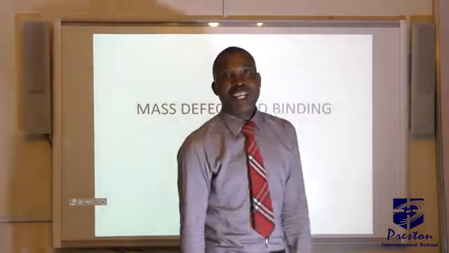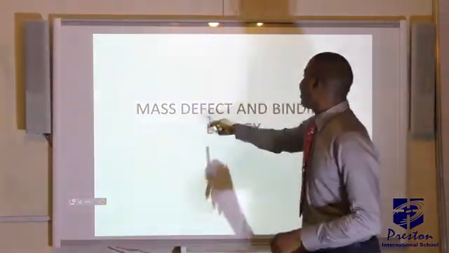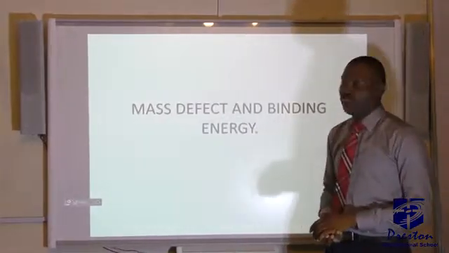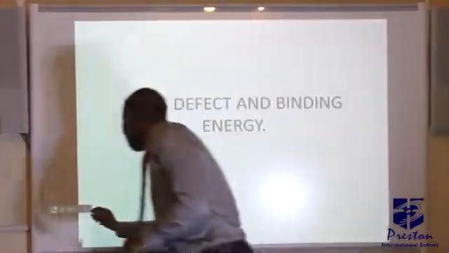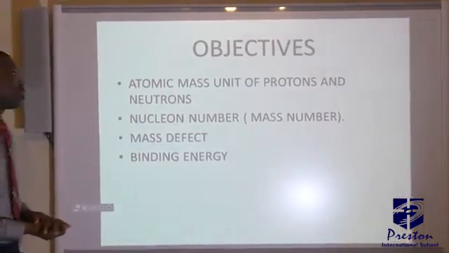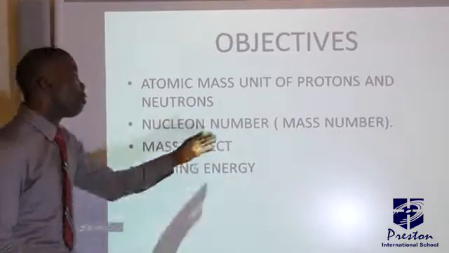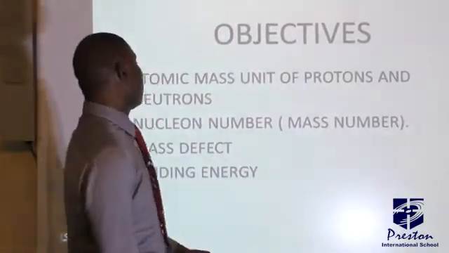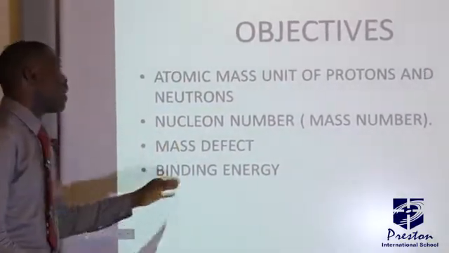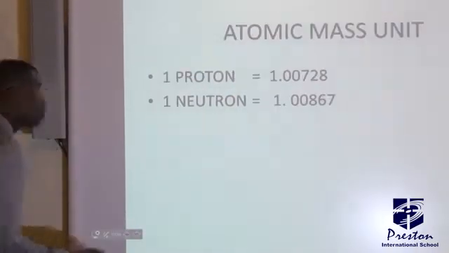Good morning, students. In continuation of our teaching on radioactivity, today we want to look at mass defect and binding energy of a nucleus. Our objectives will be atomic mass units of protons and neutrons, nucleon number, which we call mass number in chemistry, mass defect, and then binding energy. We'll start with the atomic mass unit.